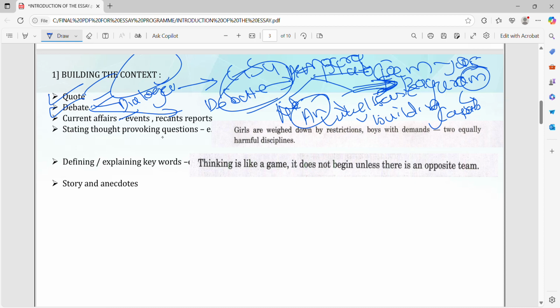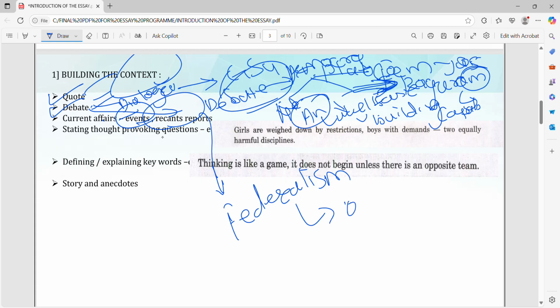This is quote based. For quote based I have taken the example from Ishita Kishori ma'am's essay topic; we will discuss it later on. Now current events. Suppose there was a question: cooperative federalism, reality or myth?